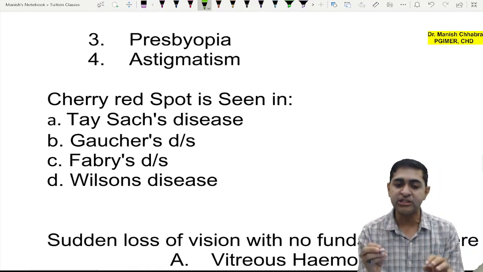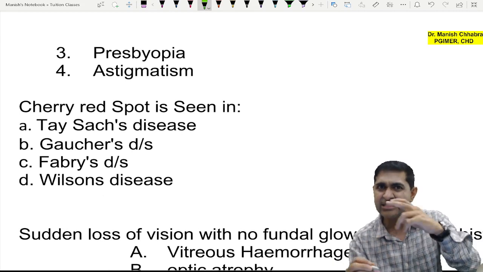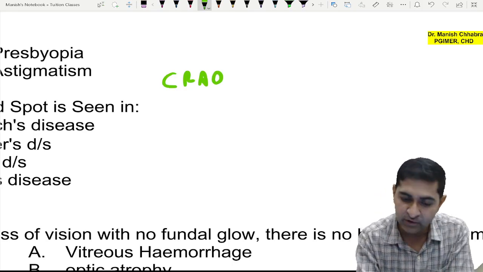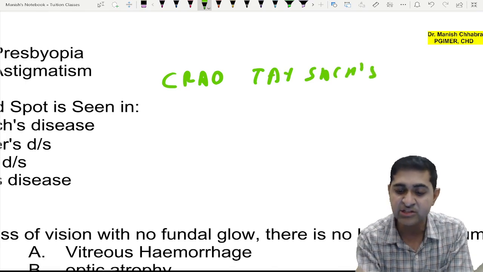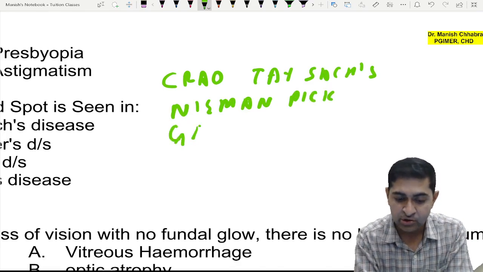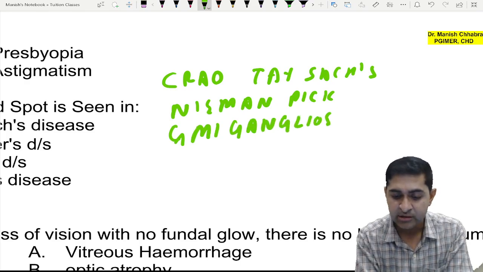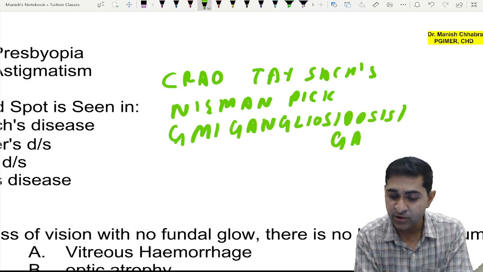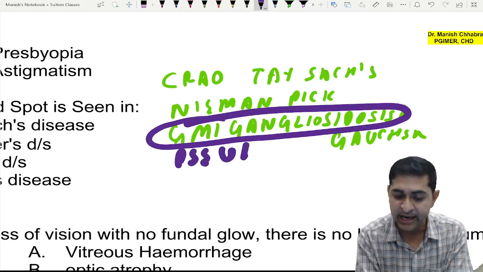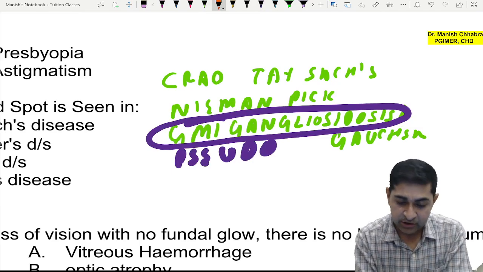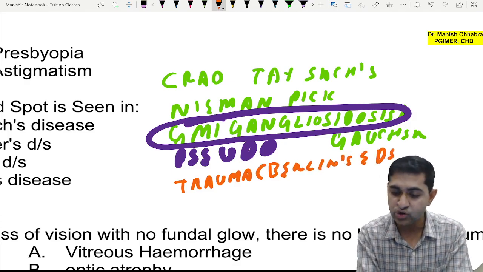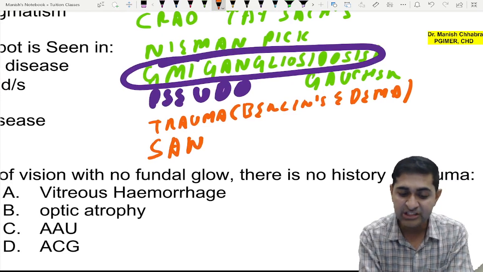Now next question is, cherry red spot is seen in. So cherry red spot is seen in multiple conditions. So let's just write the causes of cherry red spot. CRAO. I am going to write, then I am going to give you a mnemonic. Don't worry. Then we have got Tay-Sachs disease, then Niemann-Pick disease, then GM1 gangliosidosis, and Gaucher disease. Remember, GM1 gangliosidosis, most of the times it is pseudo cherry red spot. Okay, all right. Then trauma, you call it Berlin's edema. Trauma leading to cherry red spot, you call it Berlin edema. Then we have got Sandhoff disease.